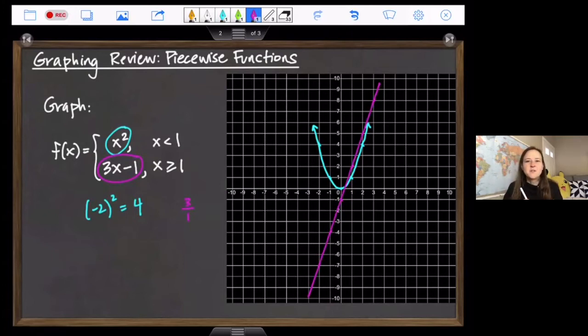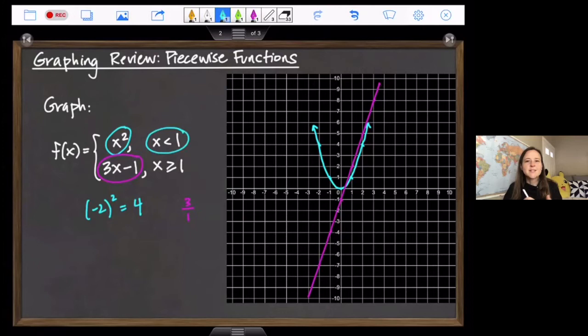All right, so now we're going to do the Frankenstein bit where we chop up a bit of the blue graph and a bit of the pink graph and put them together in our graph of f of x. So let's pay attention to those interval parts of the function. So f of x says, I love the graph of x squared that you drew for me, but I only want it if x is less than 1.